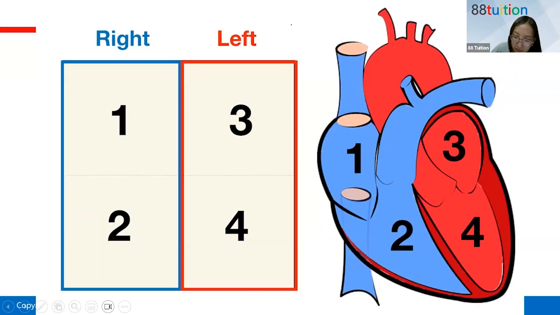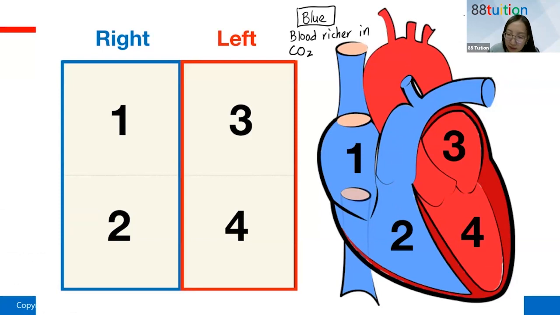So the blue color means blood that is richer in carbon dioxide. I'll just write CO2, all right? Then the red one symbolizes the blood richer in oxygen gas. I write O2. All right.